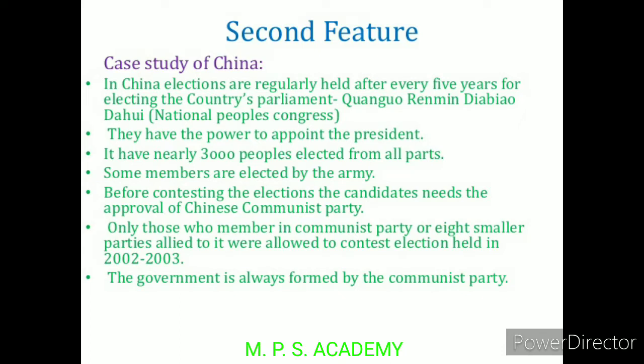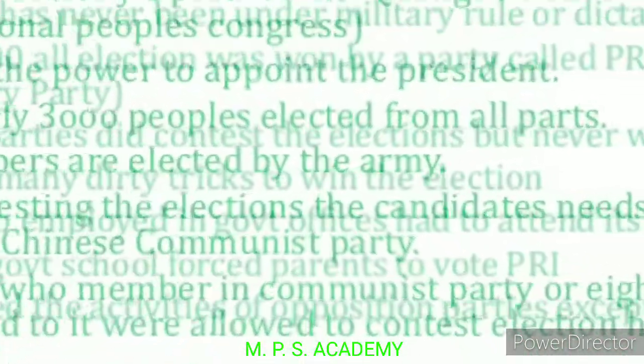Now before contesting the elections, the candidates need the approval of the Chinese Communist Party. Yes, whoever wants to contest the election, the Chinese Communist Party will approve that, okay, you can. Only those who were members of the Communist Party or 8 smaller parties allied to it were allowed to contest elections held in 2002 and 2003. The government is always formed by the Communist Party. There is no other party, only one single party.